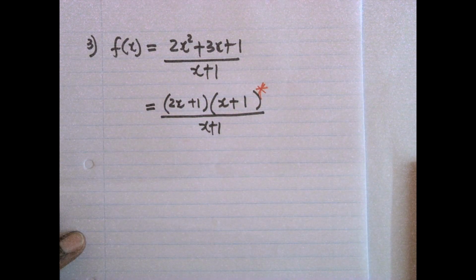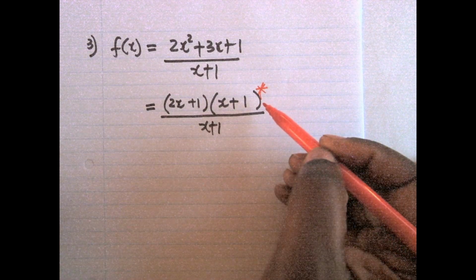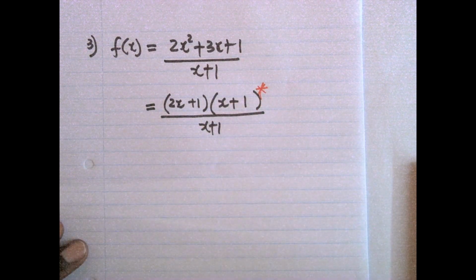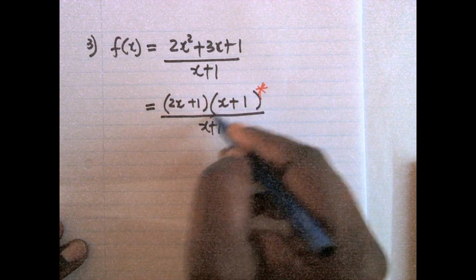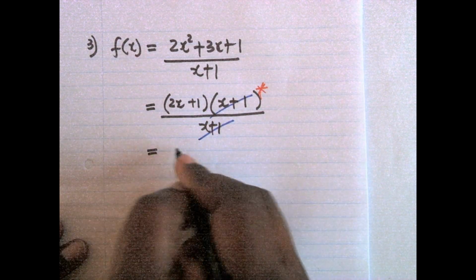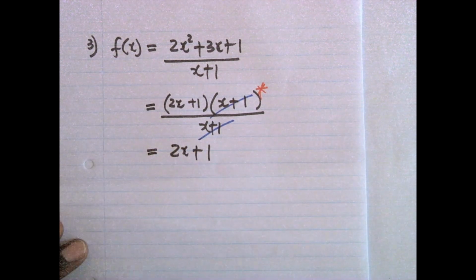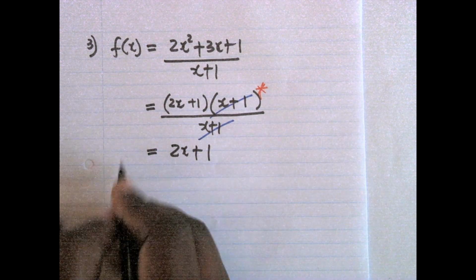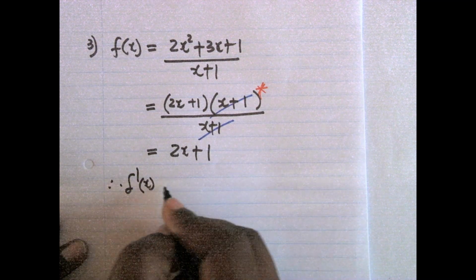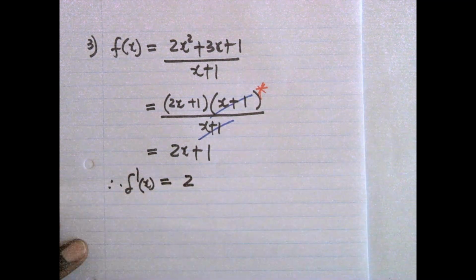The method that we are going to use here depends on the method that you are comfortable in doing. There are so many methods that you can use. And again, we can note that this can be cancelled, and if we cancel that, we are going to remain with 2x plus 1. After that, I can continue with my process. Therefore, the first derivative will be equal to 2.